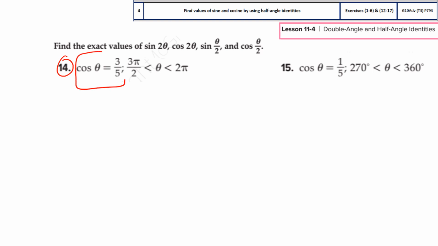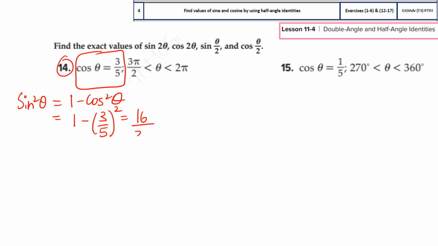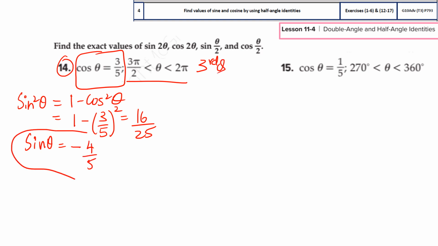Now let's do question 14 and then you can try question 15 yourself. Here cos is given, so we have to find sine. So sine square theta is 1 minus cos square theta. We use Pythagorean. So 1 minus 3 by 5 whole square. Simplify. Take LCM. So this comes out to be 16 over 25. Now this is sine square. We need sine theta. So I will take the square root, and both plus and minus are there. But this is my third quadrant, so sine is going to be negative, so minus 4 over 5. This is my sine theta.